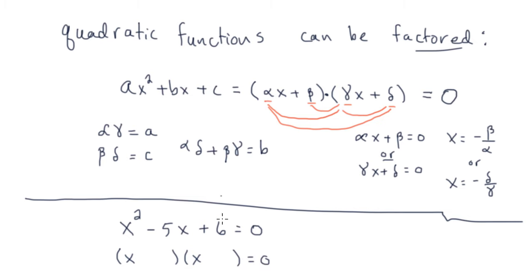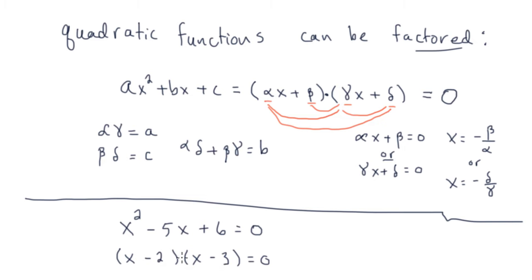Now c is equal to 6. So that means beta times delta, these two numbers that I'm adding, should multiply together to give me 6. And then also, since alpha and gamma are 1, delta plus beta should be negative 5. So I'm looking for two numbers that multiply together to give me 6 and add together to give me negative 5. Well, that's negative 2 and negative 3.